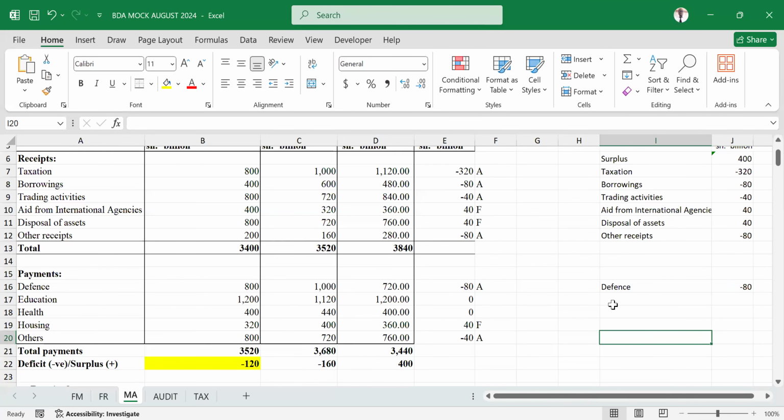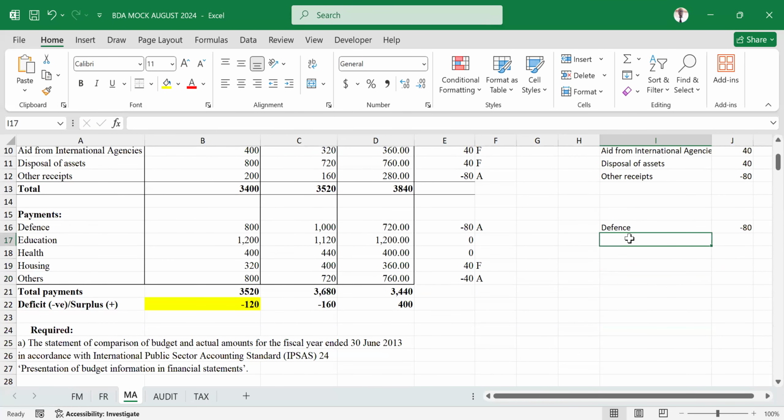We bring it here. Then on this other element of education, what we budgeted is what we spent. So there is no variance. On health, what we budgeted is what we spent. So there is no variance. So I don't have to reconcile zeros. So that one has no effect. I come to housing. We budgeted 360, but we only spent 320. So we must have saved some good 40 billion.